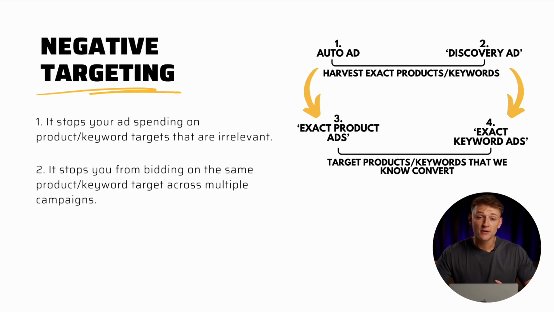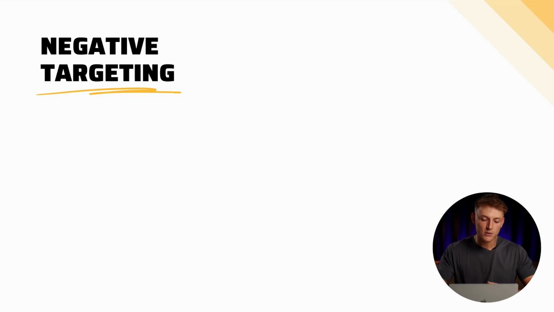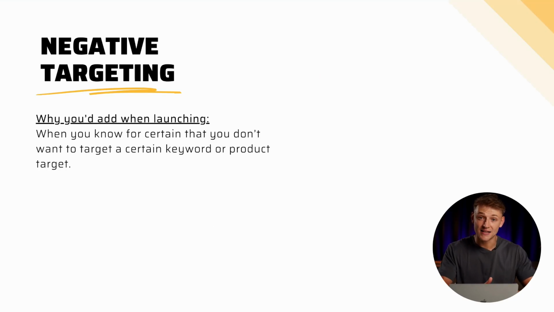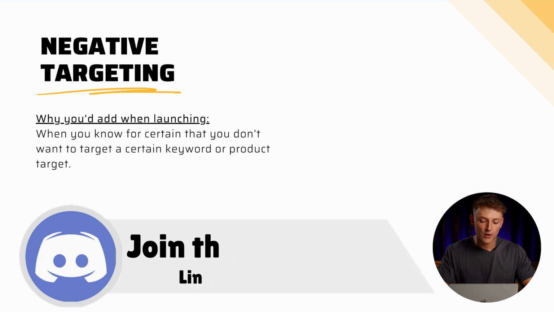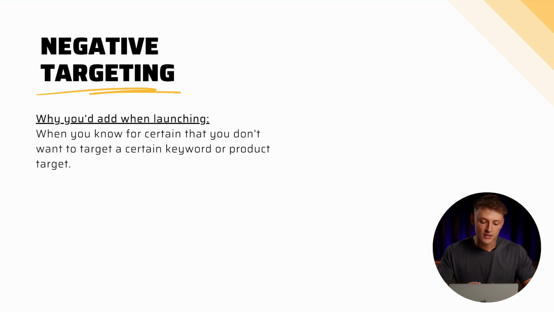So those are the 2 main reasons why you want to be utilizing negative targeting in your Amazon KDP ads. And you can either add these negative targets when you launch your ad or after you've launched your ad. And here is why you would do either of those 2 things. So firstly, here's why you would add the negative target at the ad launch. And this is essentially when you know for certain, before you've even got any data back, that you don't want to target a certain keyword or a certain product.